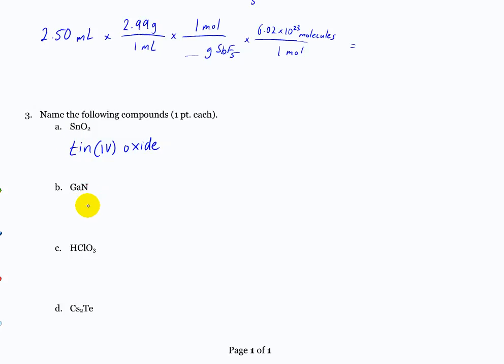What about GaN? Gallium nitride. If you put the 3 here, I won't count it wrong. But gallium does generally just have the 1 oxidation state, so it's really not necessary. Okay. And then what about this one? Chloric acid. This would be chloric acid. And the last one? That's right, cesium telluride.